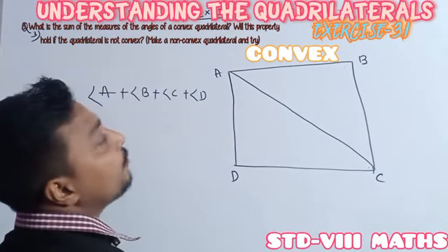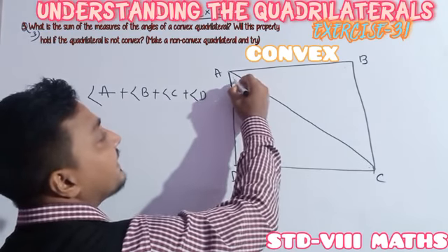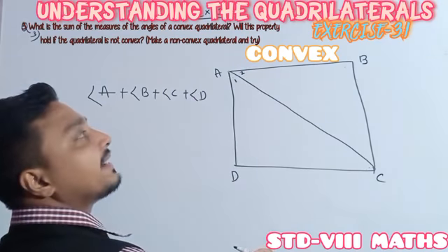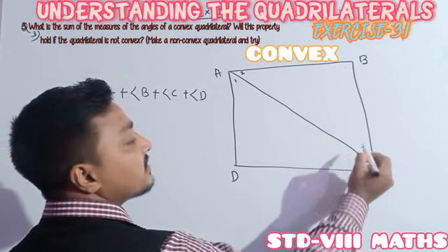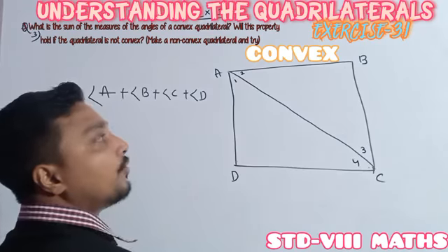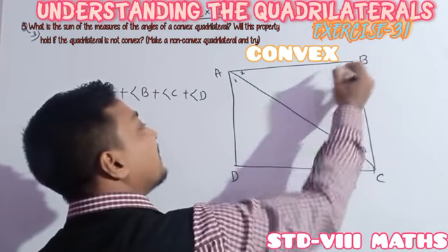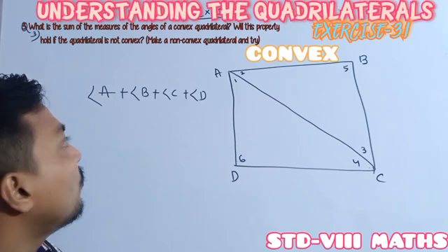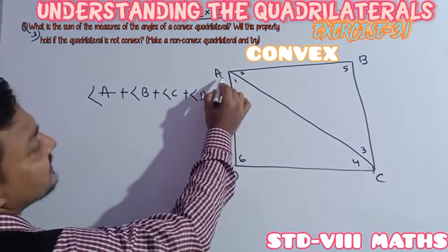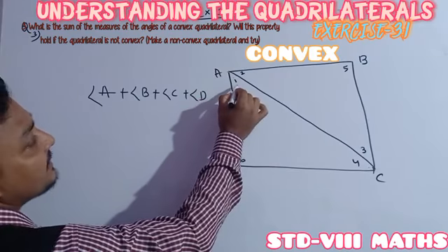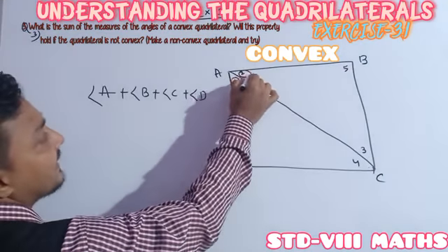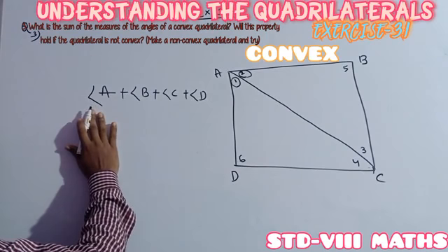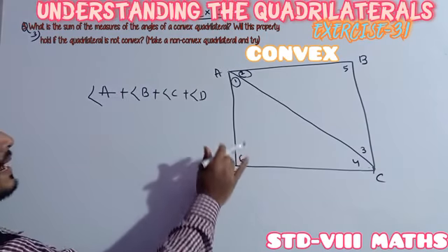So this angle we are taking as 1, this angle as 2, this one as 3, this one as 4, this one as 5, and this one as 6. Understood? See, angle A is the sum of angle 1 and angle 2. Yes or no? We want to find the sum of angle A, angle B, angle C and angle D.